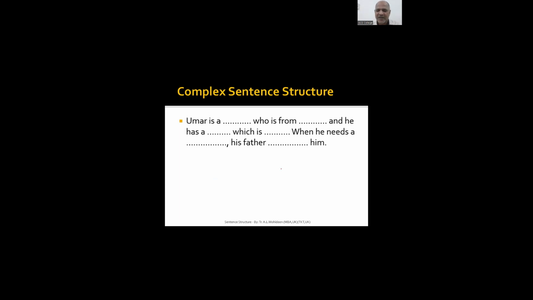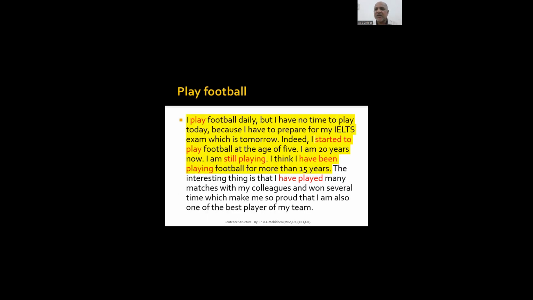So I need a feedback. But before that, I have to go for the last one. I just read it. You just look at it, how the sentences are written, joining these ideas. So I play football daily. See, I'm using a conjunction. But I have no time to play today. You got it? Play daily, but no time for today.